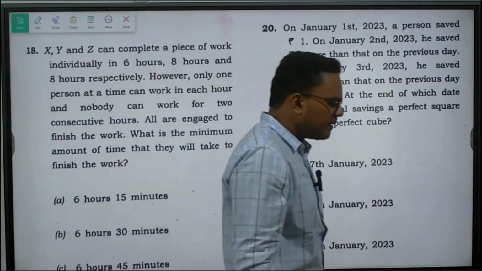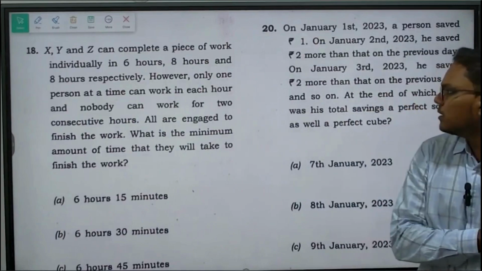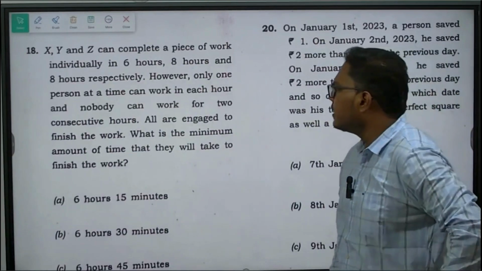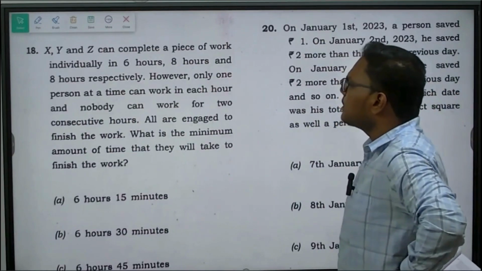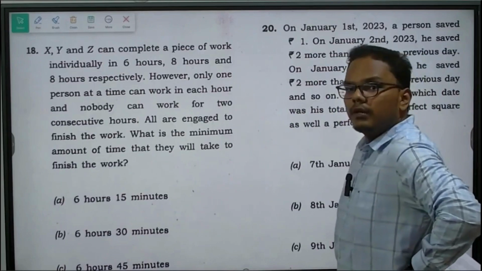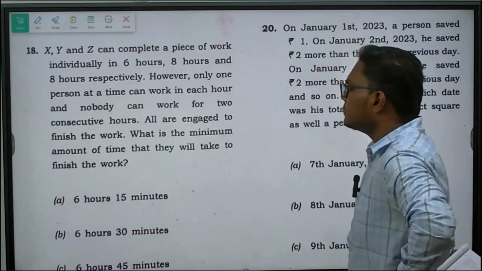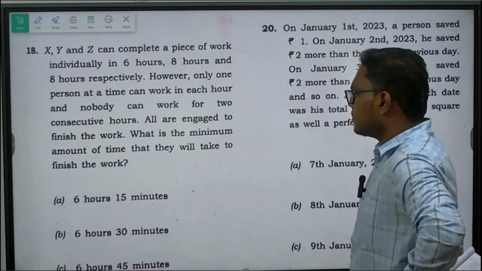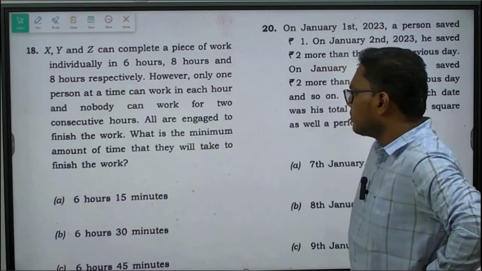X, Y, Z can complete a piece of work individually in 6 hours, 8 hours, and 8 hours respectively. However, only one person at a time can work in each hour, and nobody can work for 2 consecutive hours. All are engaged to finish the work. What is the minimum amount of time that they will need to finish the work?